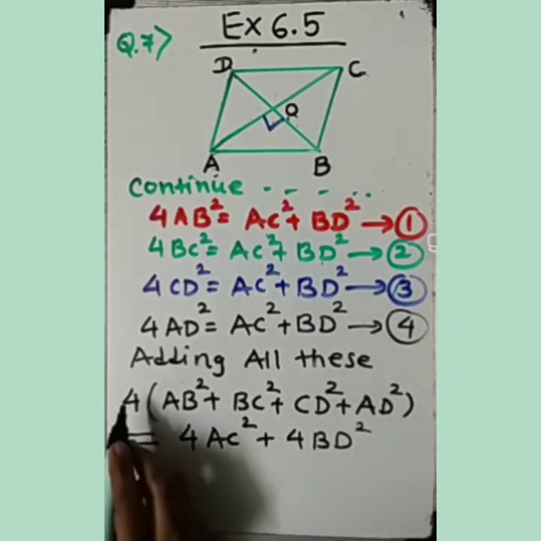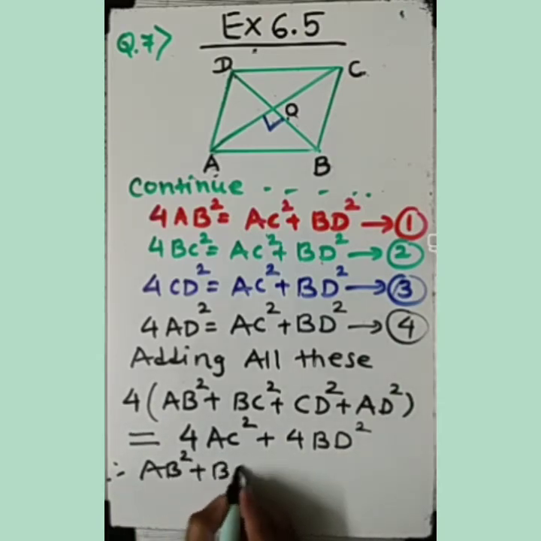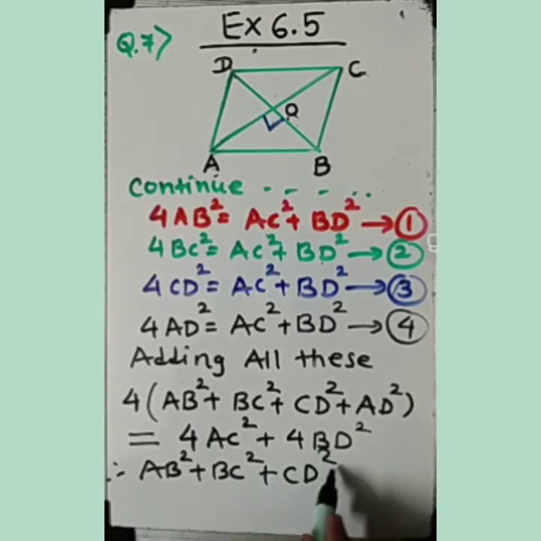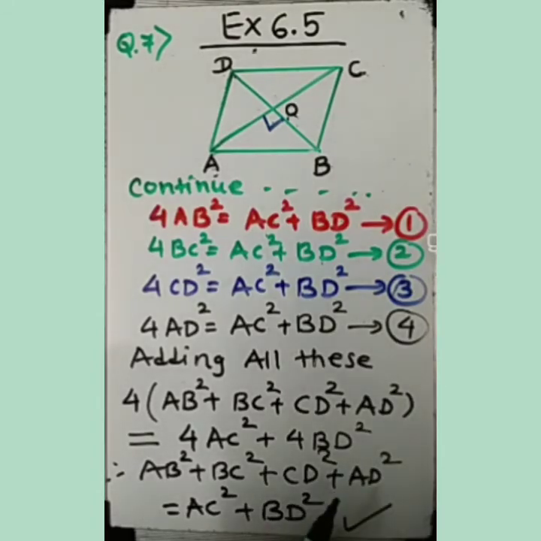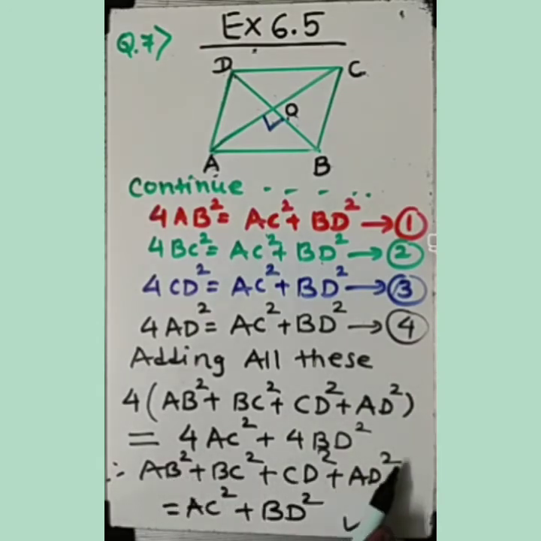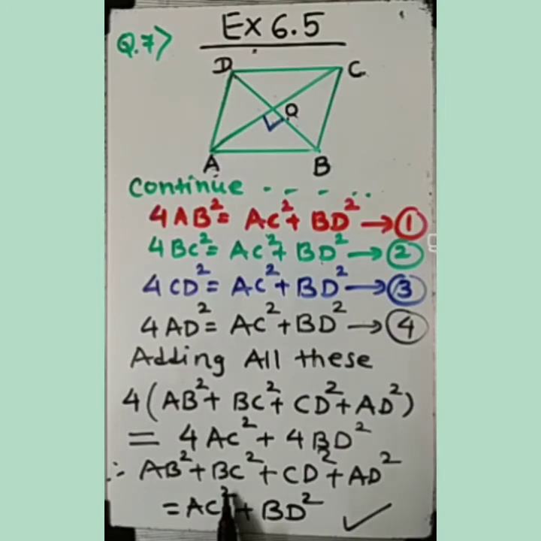If I take out 4 common, then it will be cancelled. So the final result with us is AB square plus BC square plus CD square plus AD square, which will be equal to AC square plus BD square. This is the complete solution. As it is asked, we are given the sum of the squares of all 4 sides, which will be equal to the sum of the squares of the diagonals. These AC and BD are diagonals. Is it okay? So this is our required result.